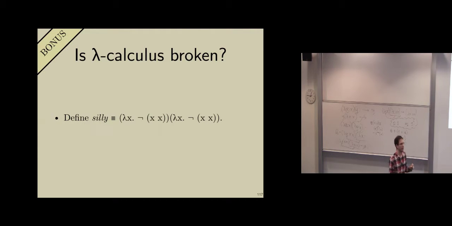Then what can happen here is you'll find that silly will very quickly beta reduce to not silly. Just one beta reduction step. Substitute that in for x, and you get not of that thing twice, so that's the same as not silly. Very quick.